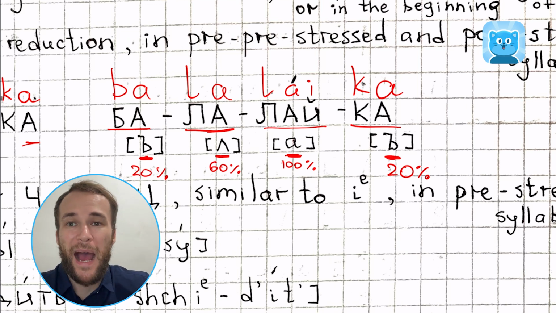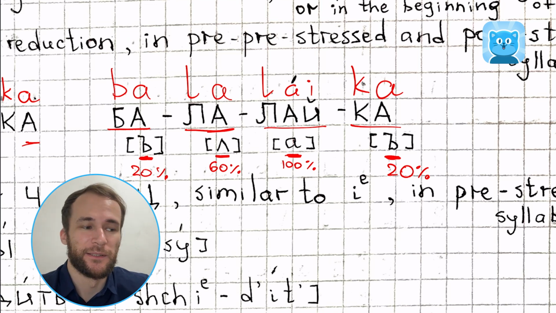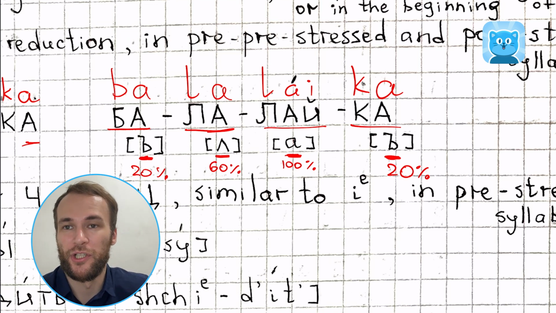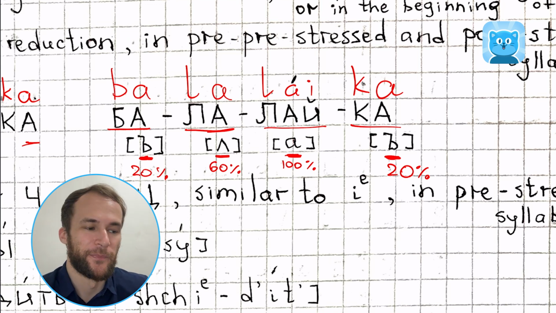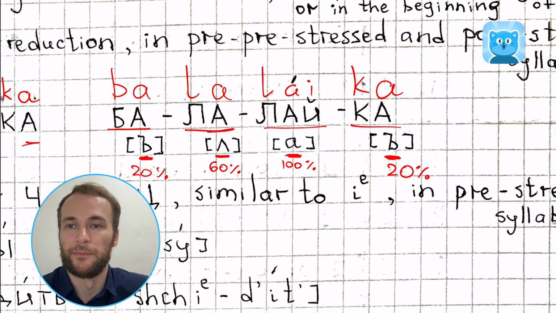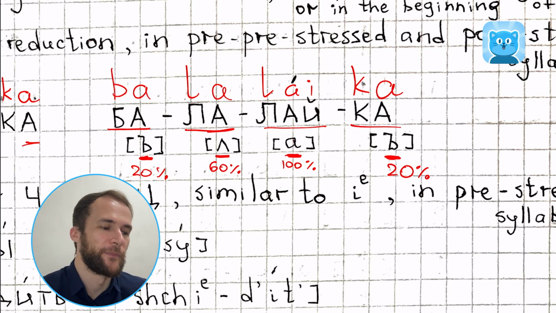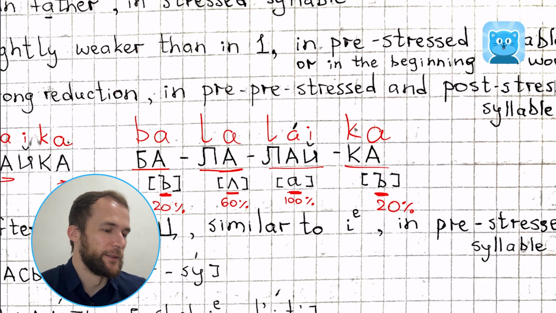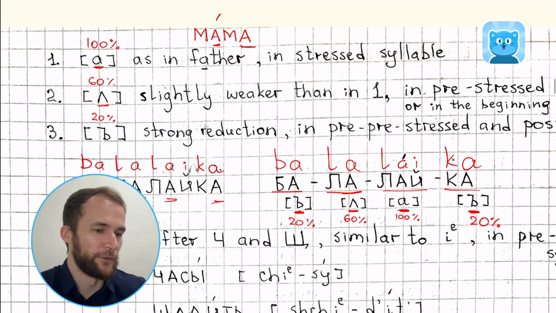You don't say balalaika with a very strong, very energetic a. All the a's here have different energy. So balalaika, balalaika. Okay. And let's go back to here.